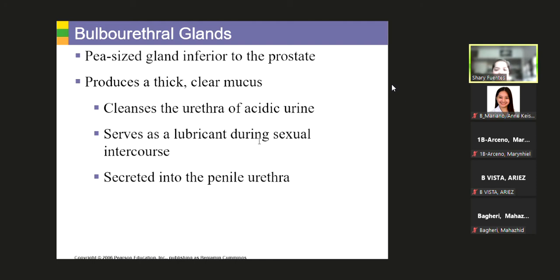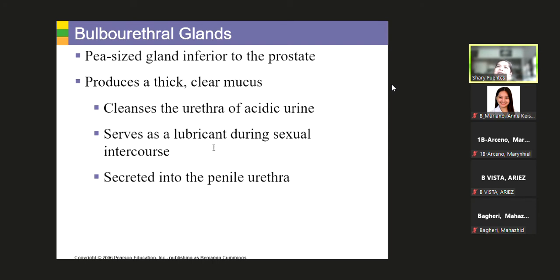Okay, so pag nilalabas mo siya doon, kailangan yung urethra na dadaanan, kasi may ihi na dumaan doon, acidic siya. So kailangan niyang i-coat muna, pagbalutin niya ng basic na mucus para pagdaan ng sperm, hindi siya mamamatay because they cannot survive an acidic environment. Okay? So yun siya. At the same time, they serve as a lubricant.